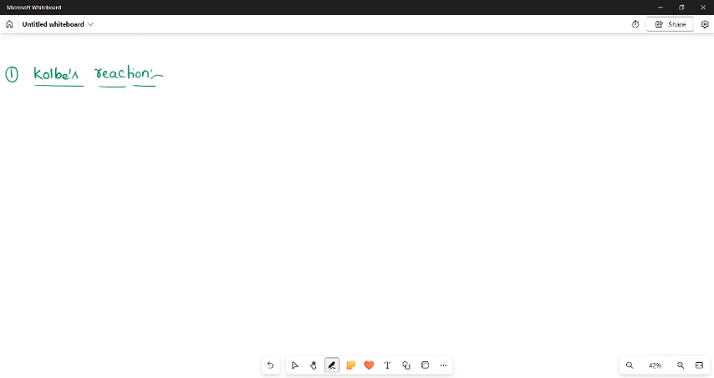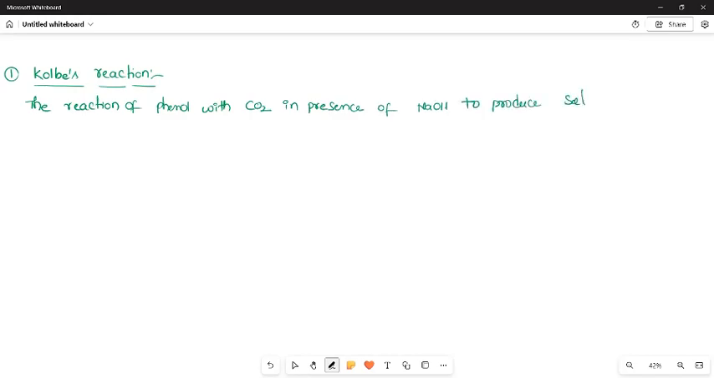The Kolbe reaction is nothing but the reaction of phenol with carbon dioxide in presence of NaOH to produce salicylic acid. That is the statement. Simple. So what are the important points here?